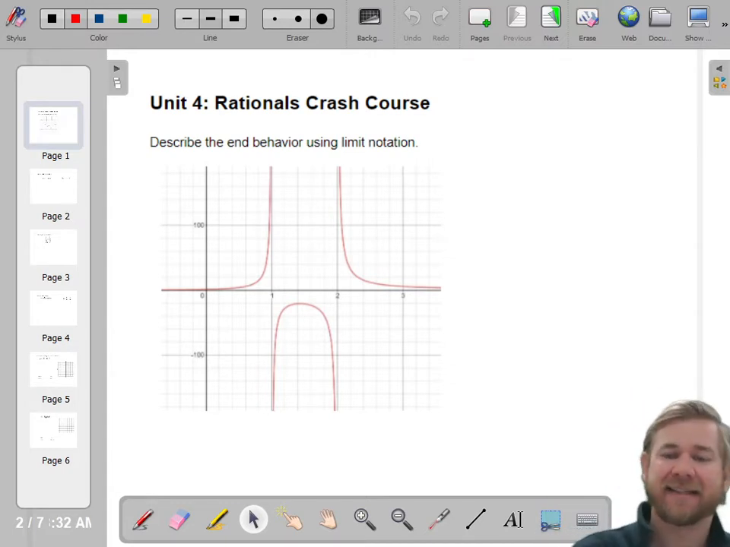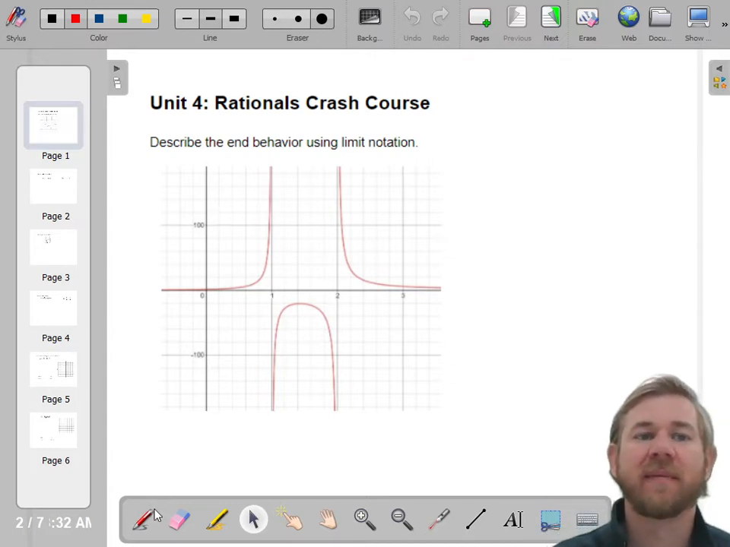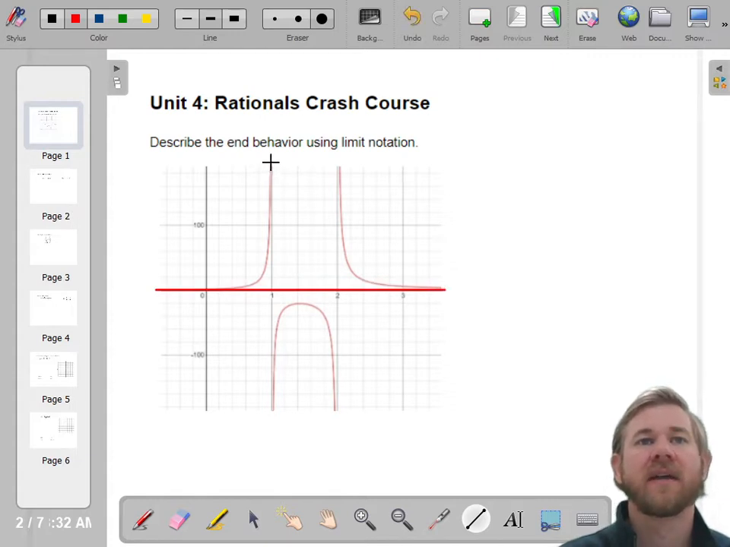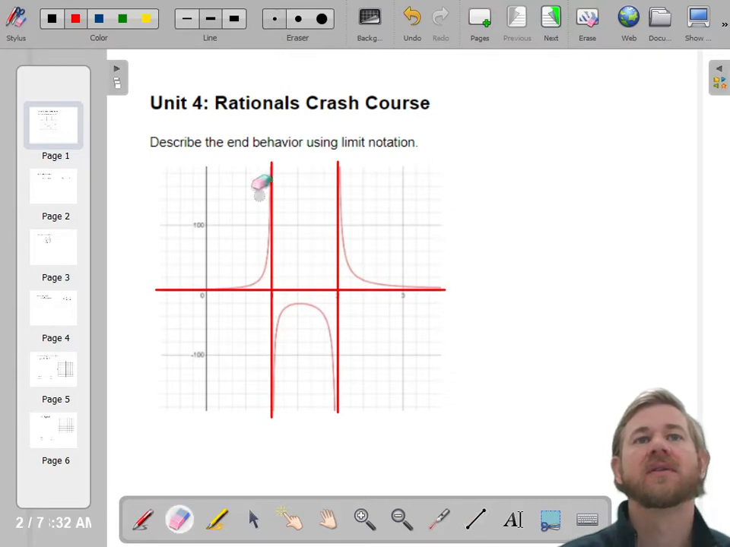First thing, we're going to talk about end behavior. We talked about analyzing these things quite a bit, but let's also describe their end behavior. So let's see if we can sort this by the asymptotes. It looks like we have a horizontal asymptote of y equals 0, a vertical asymptote of 1, and another vertical asymptote of 2. So let's try and sketch this out.